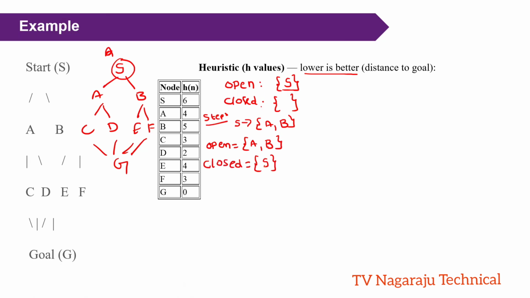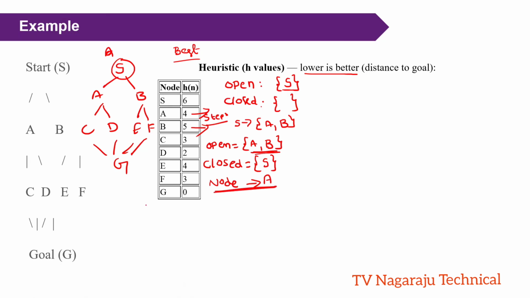Now, if you are using DFS, you select the last inserted node. If you are using BFS, you select the first inserted node. But here you are using best first search. Then among A, B, which one do you need to consider? A has value 4, B has value 5. I said lower value is the better one. So you are selecting the node with the lowest value. That is, A is selected.